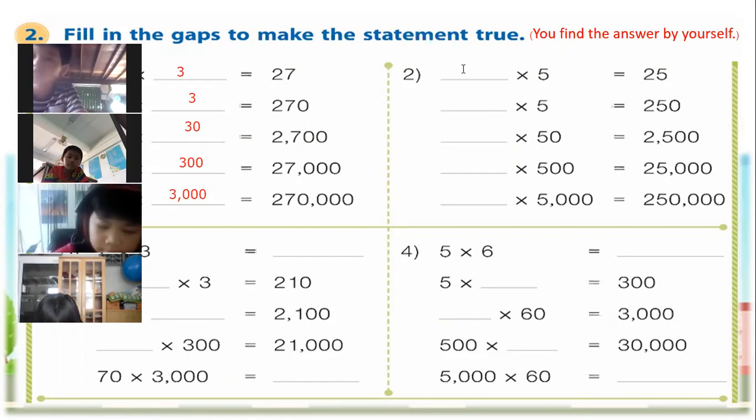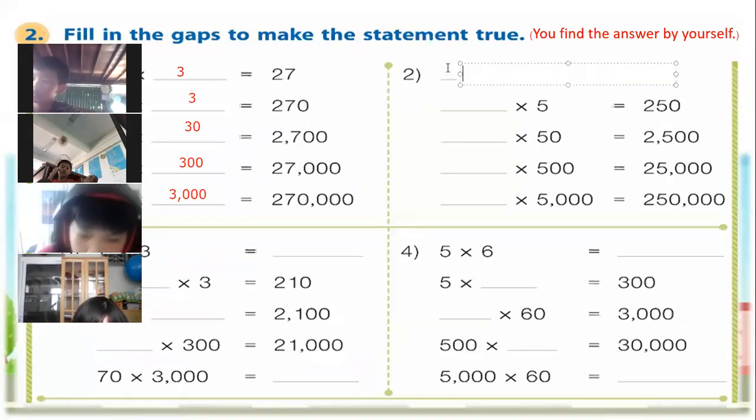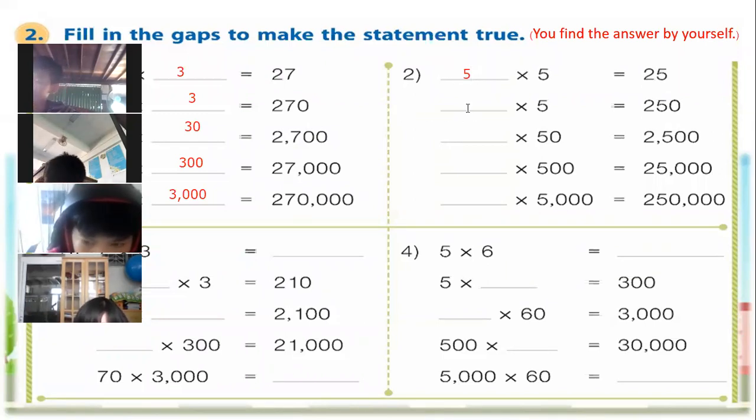Similar like that, we have question number 2. That one, we have to find the number and multiply by 5. So we have the answer 25. So 5 multiplied by how much? So we have 25. Exactly, 5. That is the correct answer. Now, step 2. How much multiply by 5? So we can have 250.